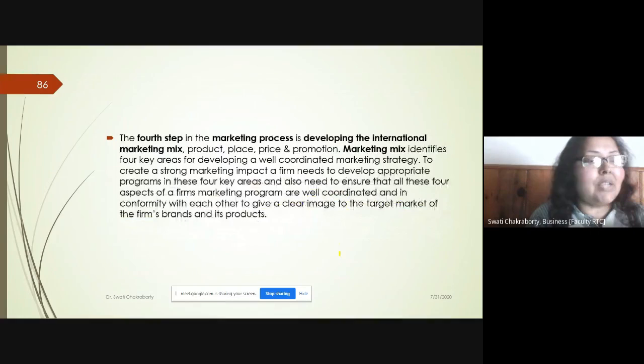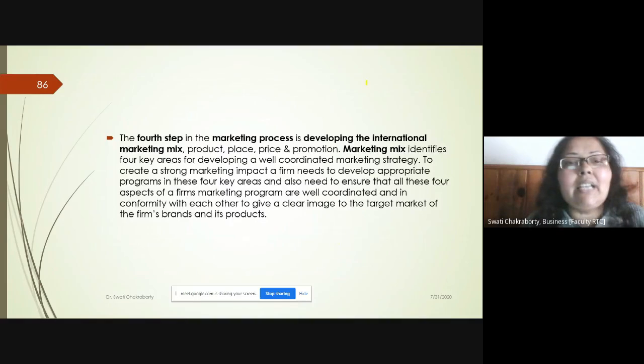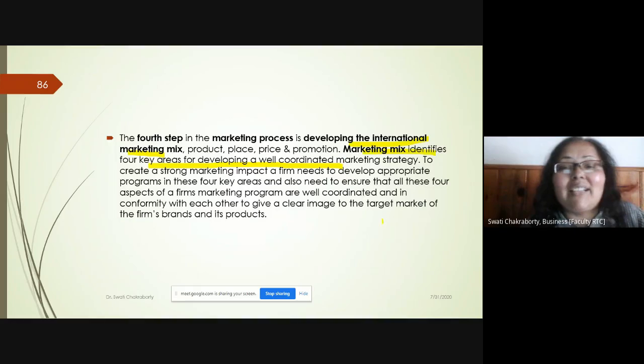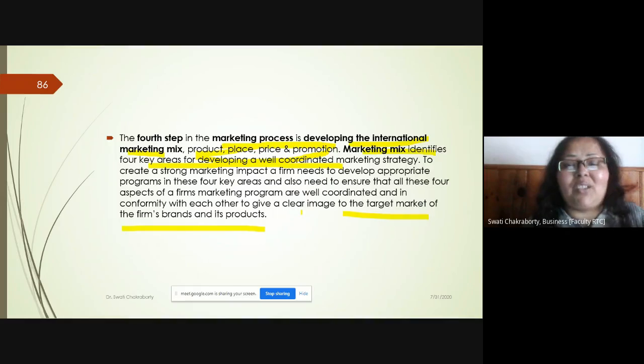Okay. The fourth step is where you develop the international marketing mix. That is product, price, place, and promotion, but with regard to the international marketing scenario. When we talk of the marketing mix, we take these four areas into consideration and develop a well organized, well coordinated marketing strategy. When we think of doing business across nations, we have to take the external business environment of that nation into account, do proper research according to the target market, and have a clear picture of that target market, where you want to sell your brands and products. So all four factors, product, price, place, and promotion, have to be well coordinated with each other, right?